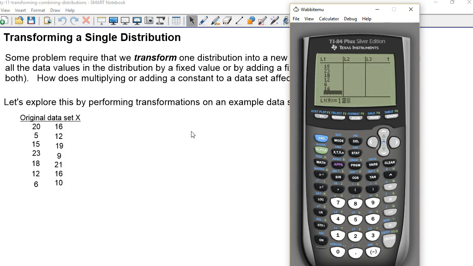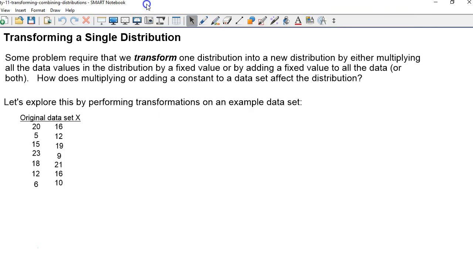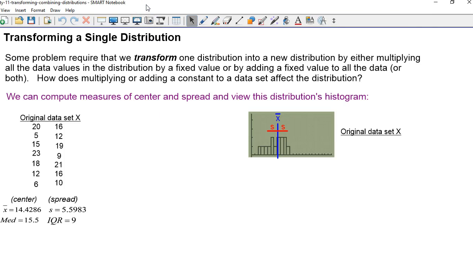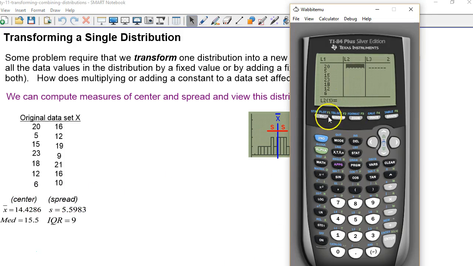I would encourage you to do this on your own too. It allows you to get familiar with using the calculator as a tool to explore different ideas and concepts. Once you've got this data set in, we could figure out the center and spread, or we could plot the data. I'll show you how I generated this for each.